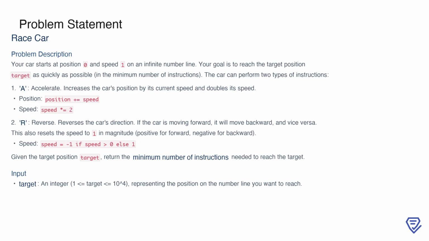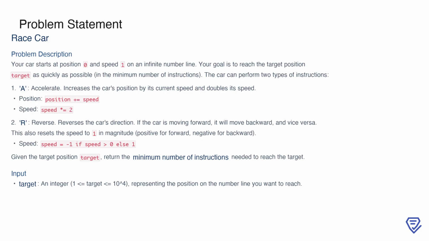The first action is accelerate, which increases the car's position by its current speed and also doubles its speed. For example, if the car is at position 0 and its speed is 1, accelerating moves it to position 1 and increases its speed to 2.